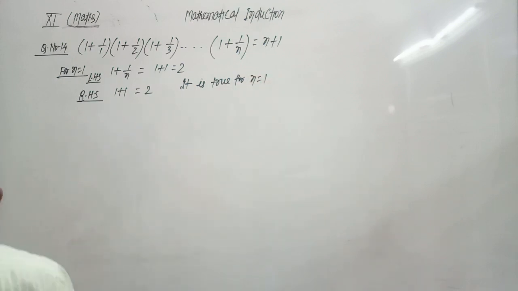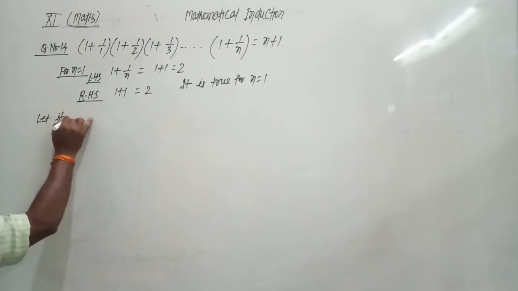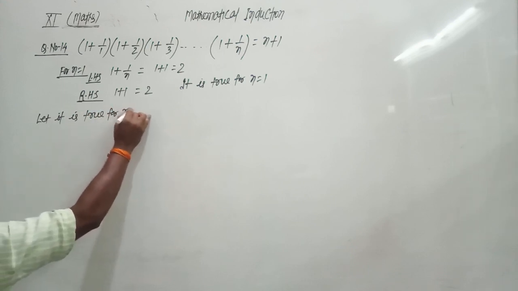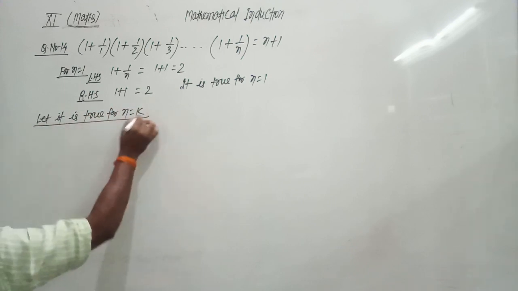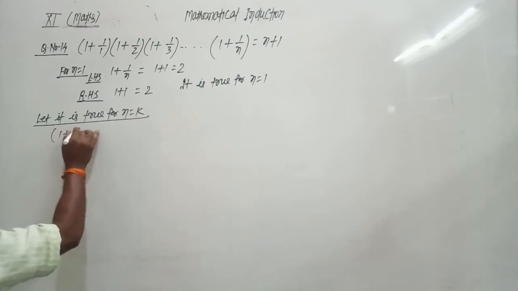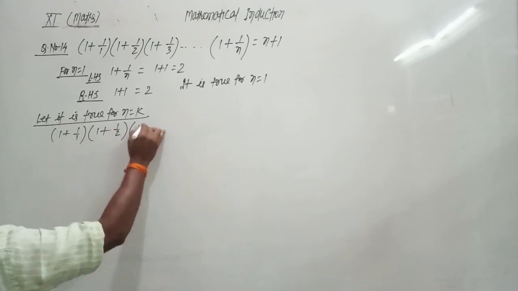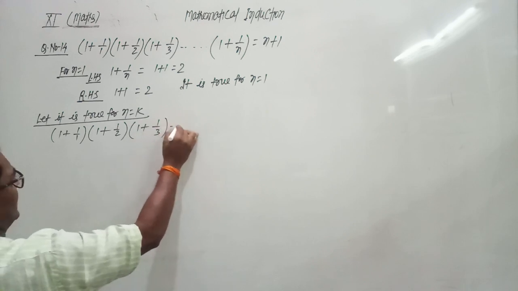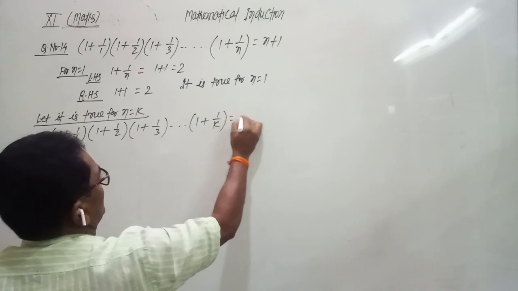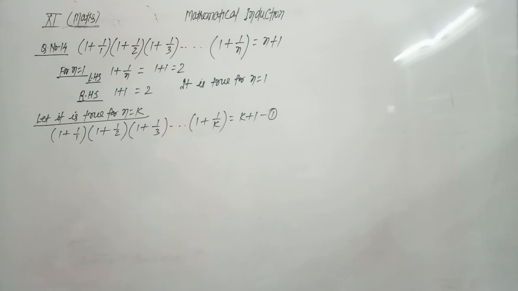In the next step, we suppose, let it be true for n equals k. Everywhere we put the value of n equals k. So 1 plus 1 by 1 into 1 plus 1 by 2 into 1 plus 1 by 3 and 1 plus 1 by k equals k plus 1, and name it first numbered equation.